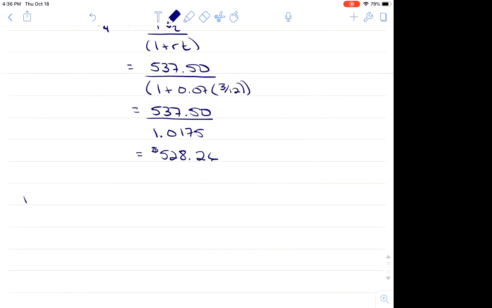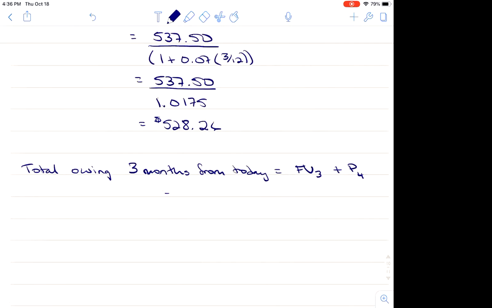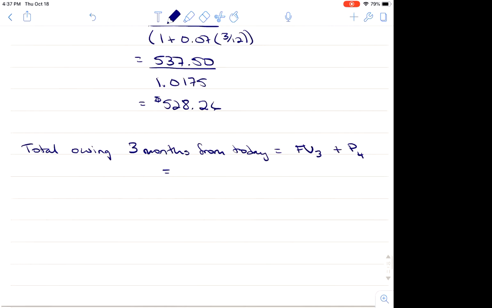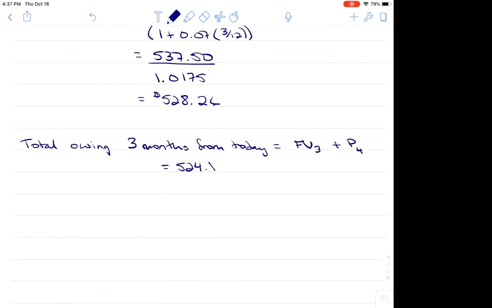So then we can say the total owing 3 months from today is just future value 3 plus present value 4. That's what we had to find out. 524.80 plus 528.26 is $1,053.06.